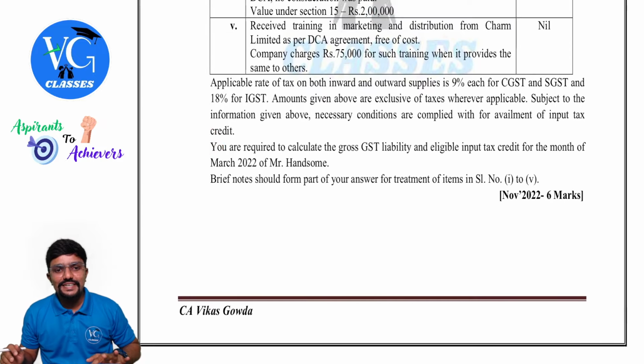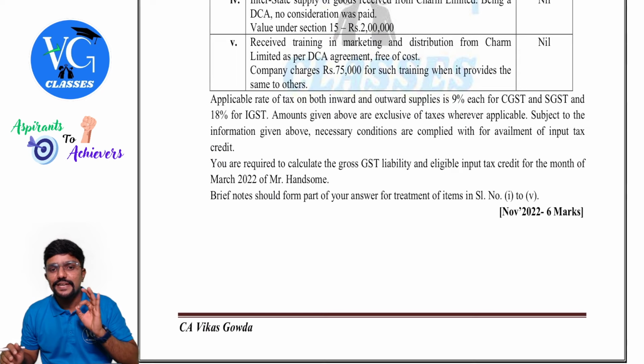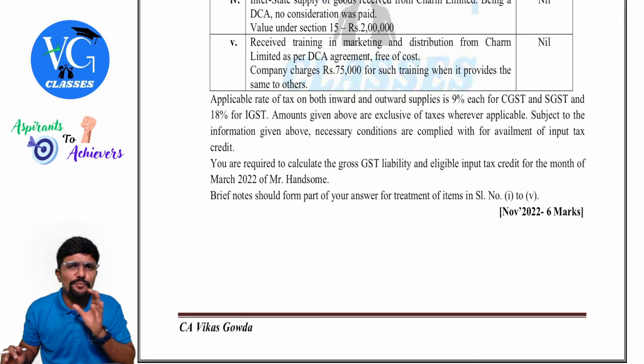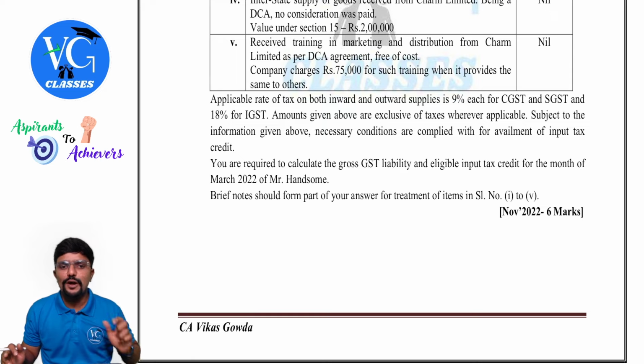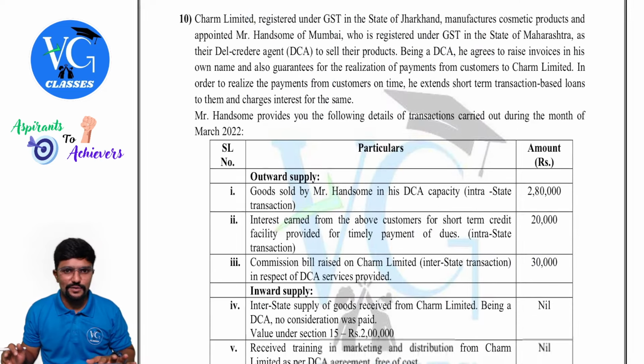You are required to calculate the gross GST liability and eligible input tax credit for the month of March 2022 of Mr. Ansem. That's all they have asked. They have not asked how much will you pay through electronic cash ledger and all. A brief note should form part of your answer for treatment of items, serial number 1 to 5. Okay, let us provide it.